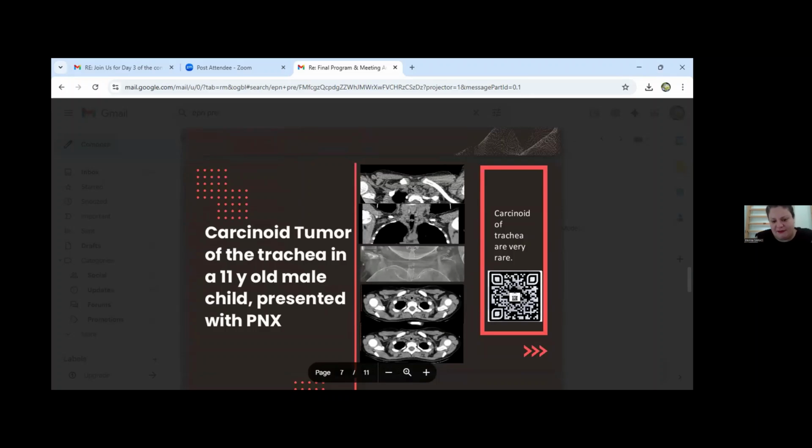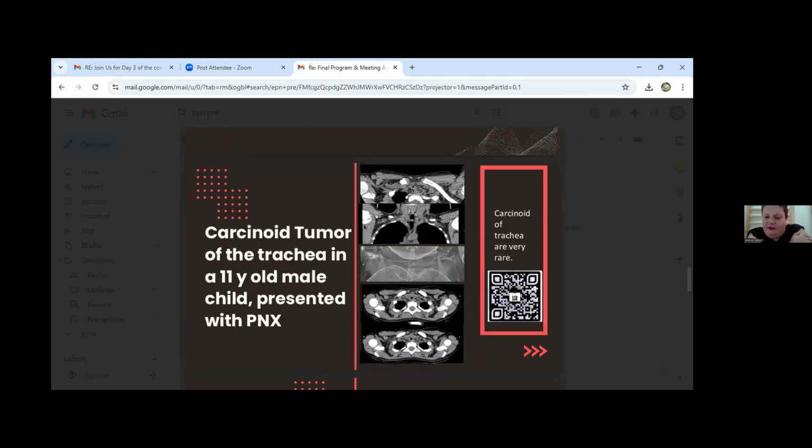Here is another interesting case. Carcinoid tumor of the trachea in an 11-year-old male child presented with pneumothorax and pneumomediastinum. The child came to our emergency room in bad condition. We first performed a chest X-ray where we saw the pneumothorax and pneumomediastinum, and then we performed a chest CT scan. And we saw the obstruction that the trachea had because of this mass that we see here.